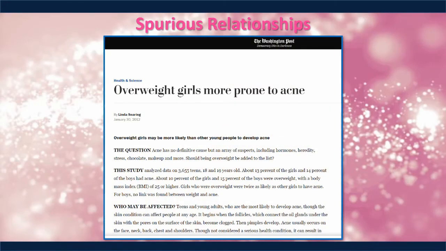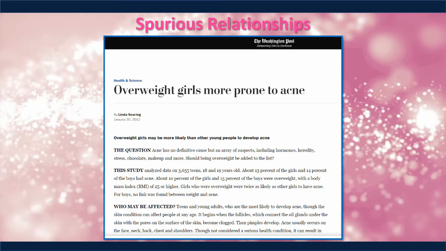I was reading the Washington Post one day and one of the articles caught my eye. The headline boldly claimed that girls who are overweight are more likely to have acne. I thought to myself, could this possibly be? As I read the article, I noticed the methods they used limited the findings to correlational claims, not causal ones.